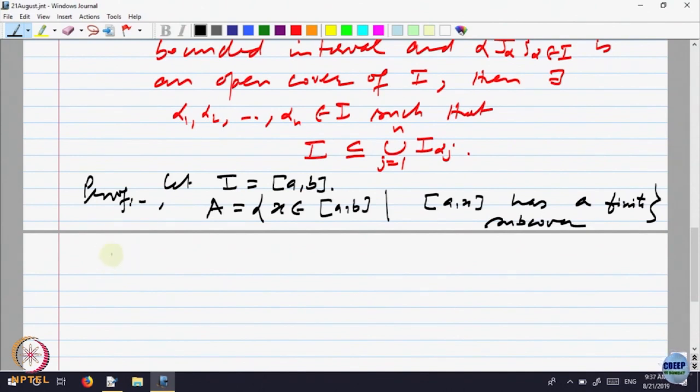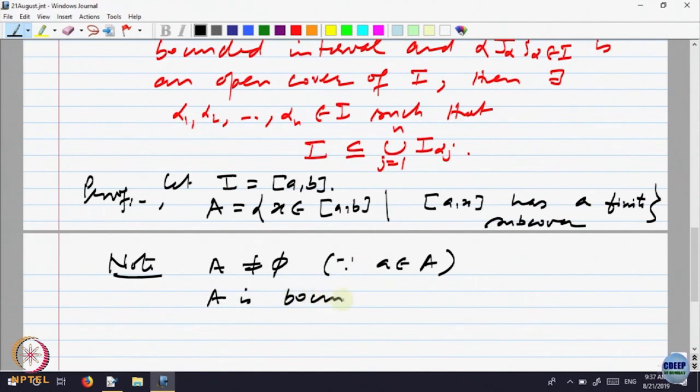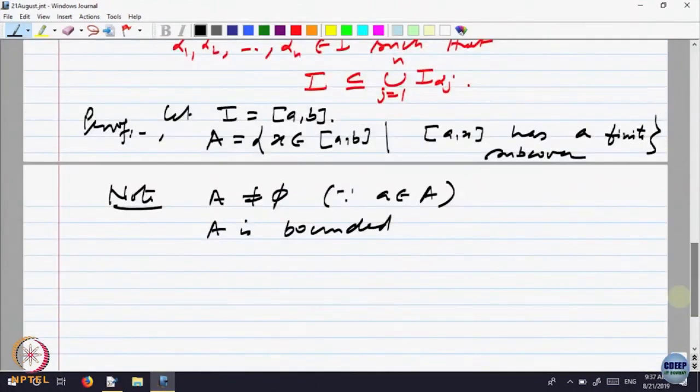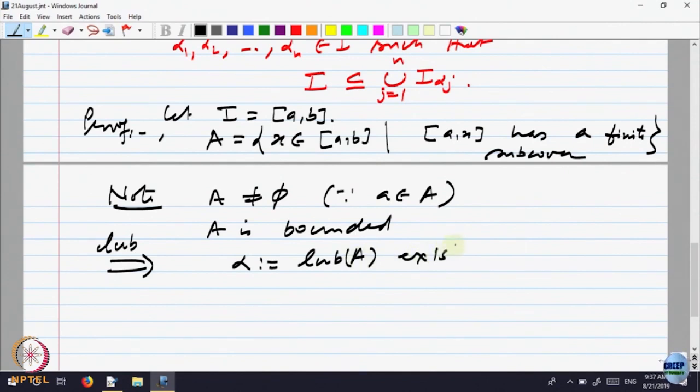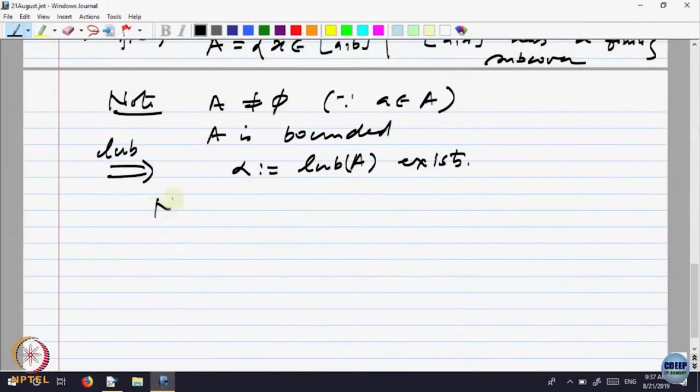Note we proved last time that the set A is not empty because the point a belongs to A. A is bounded because it is inside the closed interval, it is a subset of [a, b]. So, by the LUB property, alpha equal to the least upper bound of A exists. Because the set A is inside [a, b], alpha is between a and b. The least upper bound has to be part of the interval [a, b].